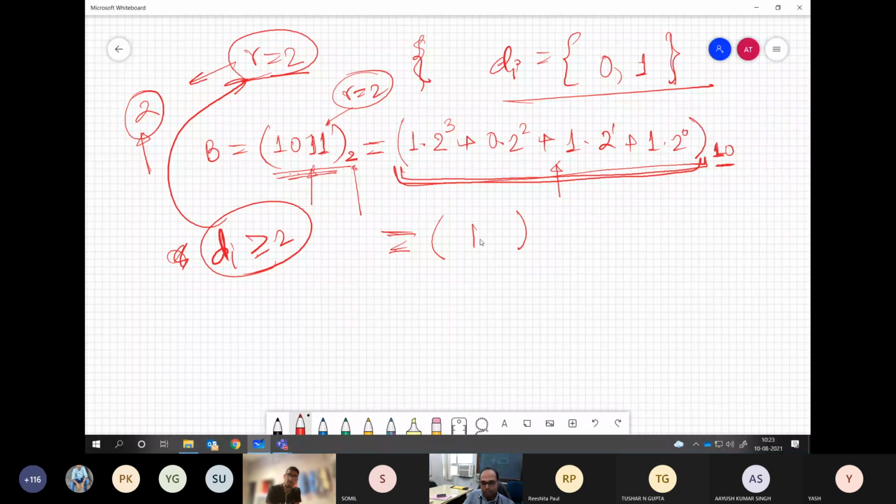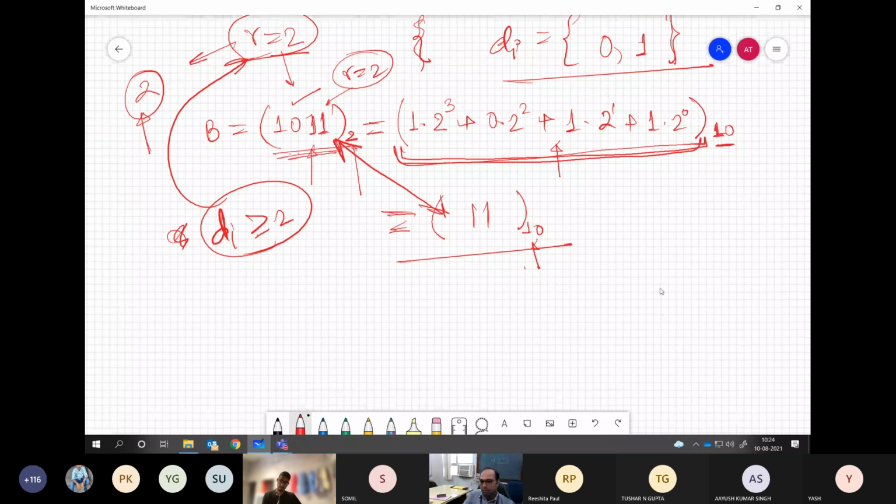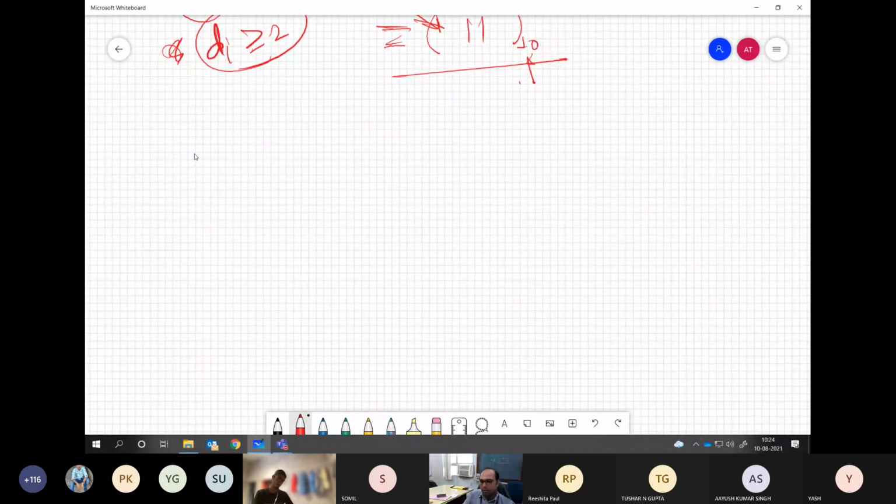Okay. This is at base 11 to the base 10. So this is how you represent 11 in r equal to 2 base, like this: 1011. Clear? Or vice versa. If you are given the number 1011, you represent it as 11 at base 10. Correct?